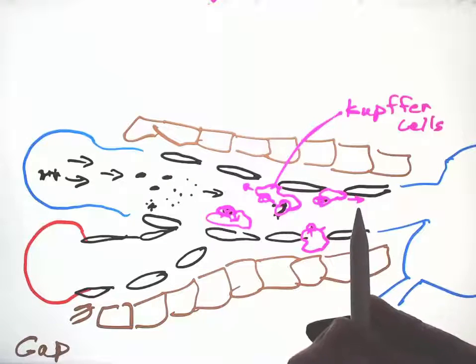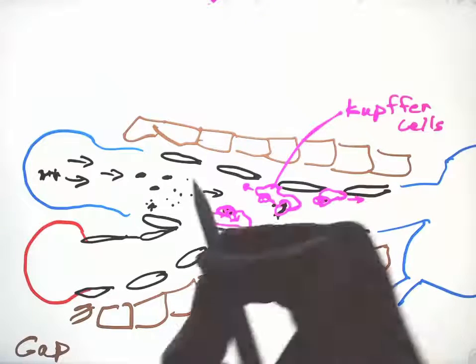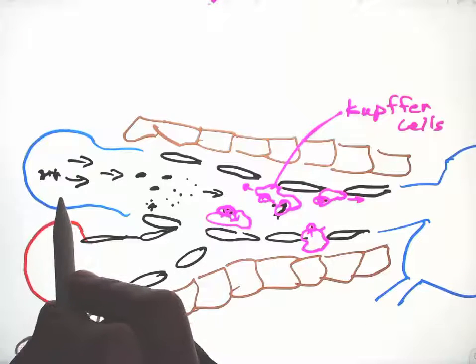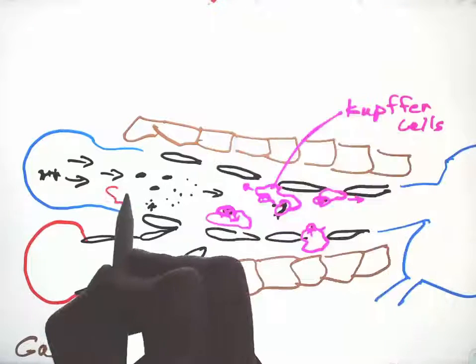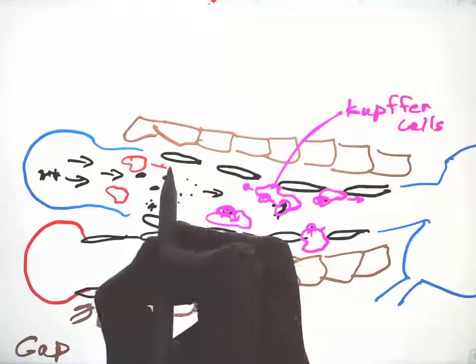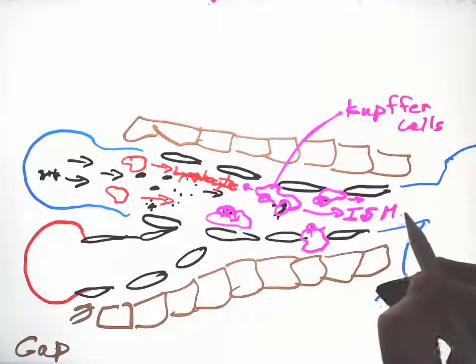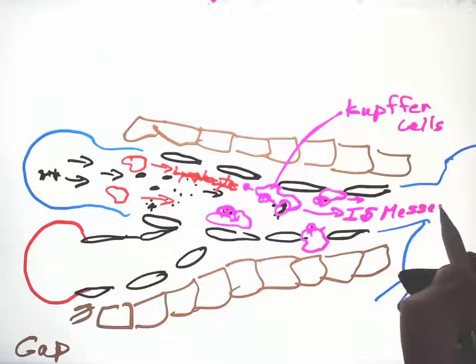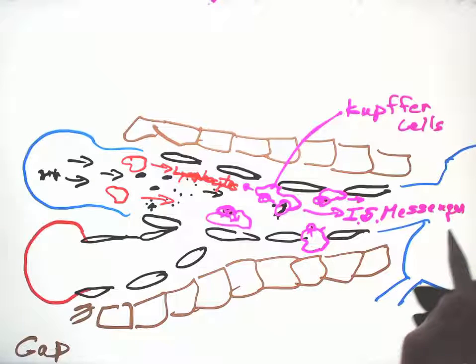Kupffer cells are a major part of your immune system. This makes the liver a major immune organ. In addition, because so much blood is moving through from the liver, they also encounter other immune system cells, lymphocytes. Kupffer cells and other immune cells also produce signaling molecules of the immune system, so immune system messenger molecules.